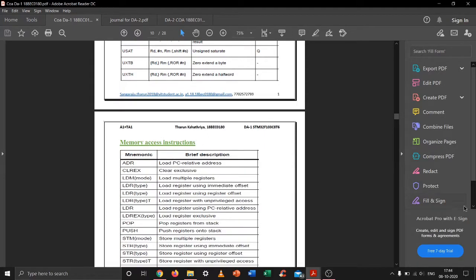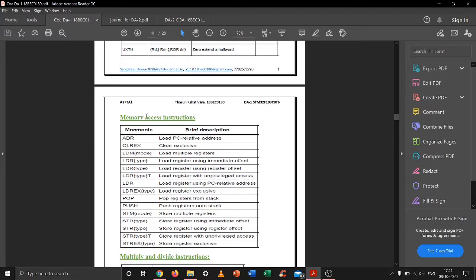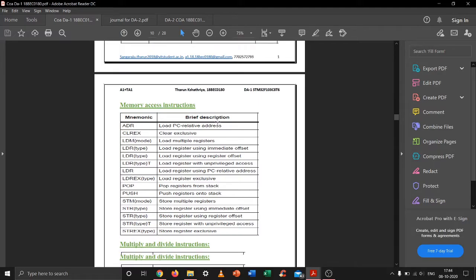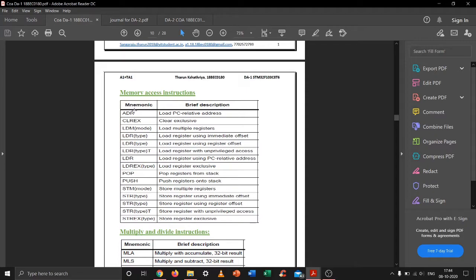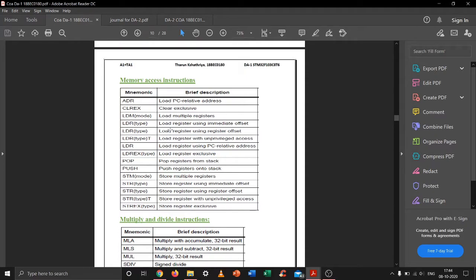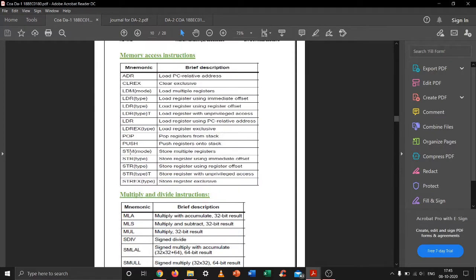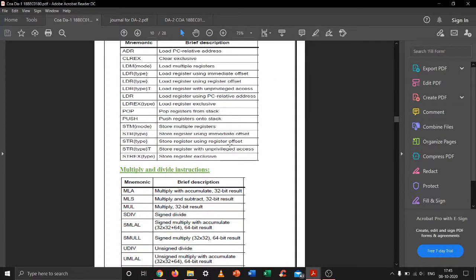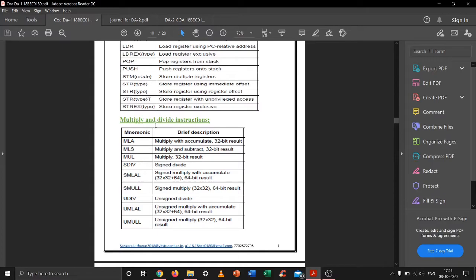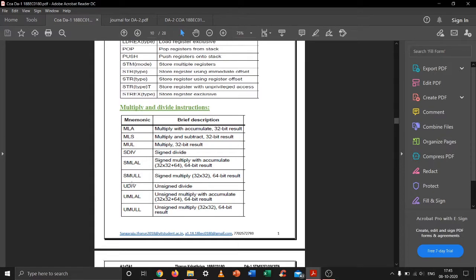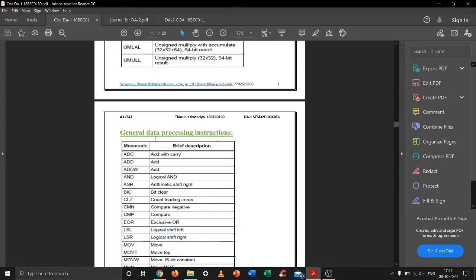And here, from the question we saw it asked for memory access instructions also. So here are some memory access instructions of the microcontroller which I selected. ADR, load PC relative address; CLREX, clear exclusive; POP, pop register from stack; PUSH, push registers onto stack. And the next, multiply and divide instructions. Multiply with accumulate, 32-bit result, MLA, means like this.